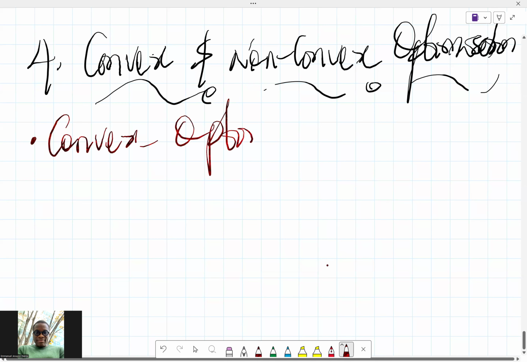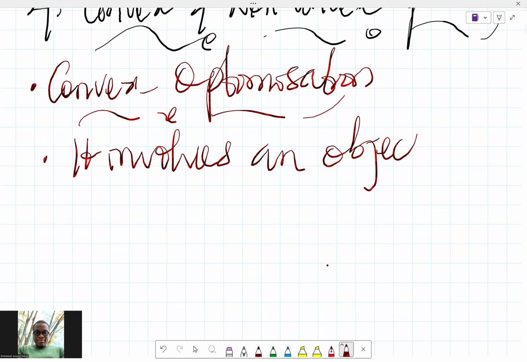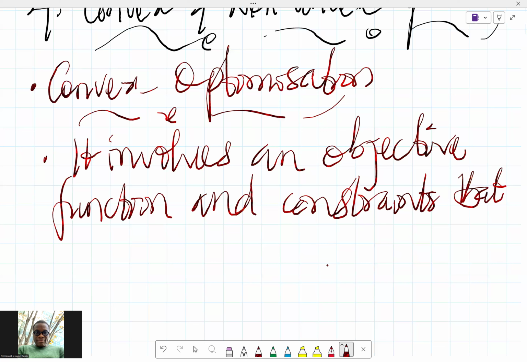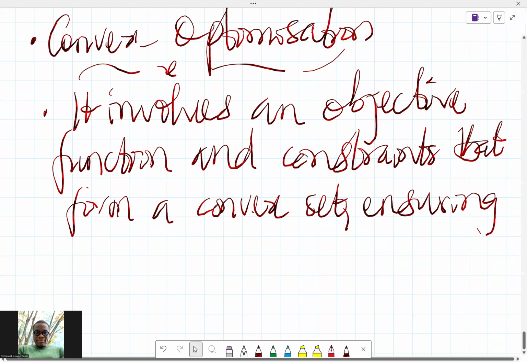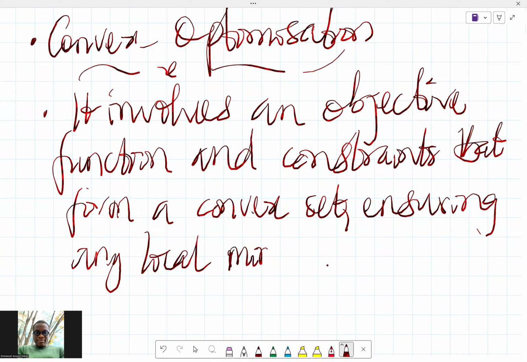Convex optimization. So it involves an objective function and constraints that form a convex set, ensuring any local minimum is a global minimum.